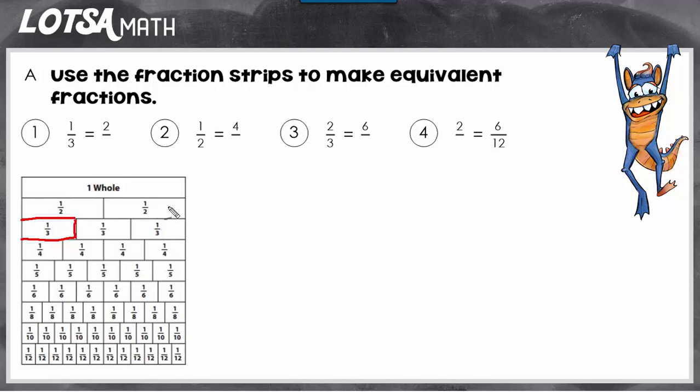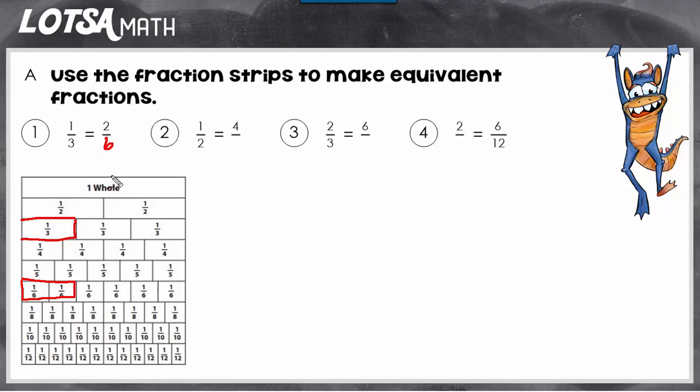Well, if we had 2/2, it would take up the whole. If we had 2/4, that would be more than 1/3. If we had 2/5, that would be more than 1/3. But look, if we have 2/6, that is exactly the same size as 1/3. So 1/3 is equivalent to 2/6.